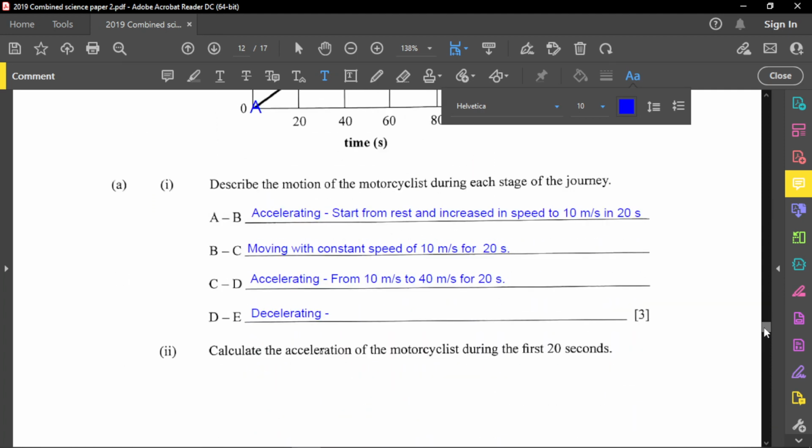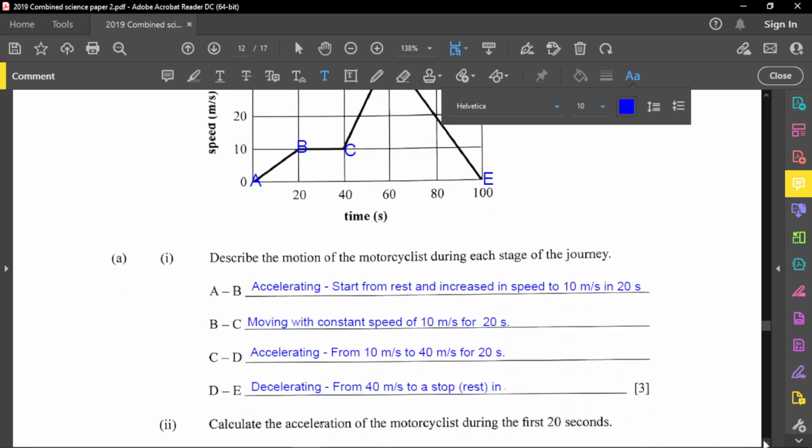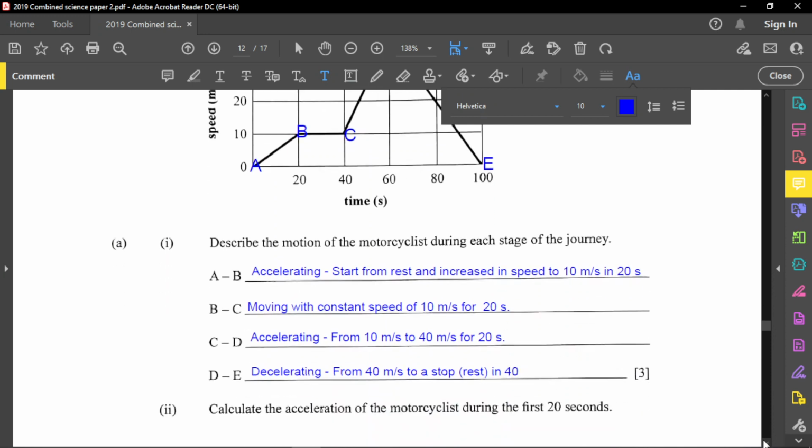So it's decelerating, and it starts from 40 meters per second to rest, or to a stop. Let me put rest, which means stop. All right, so it's decelerating from 40 meters per second to a stop. And it does this in, if we go back to the graph, let's see the time it takes. From 40, going from 60 to 100, that's actually 40 seconds, right? Yeah, so in 40 seconds. All right, and those will be our answers there.